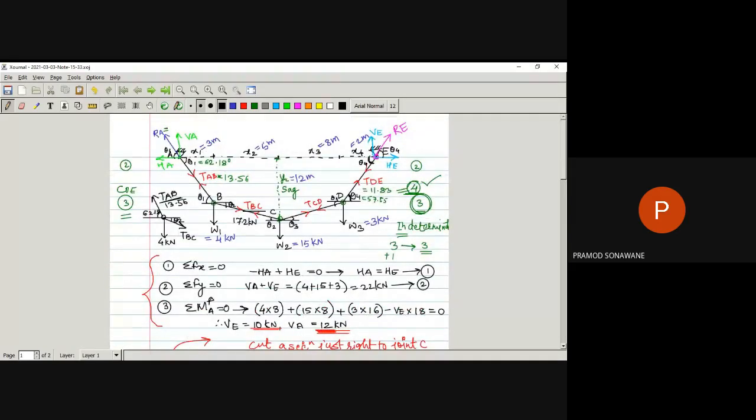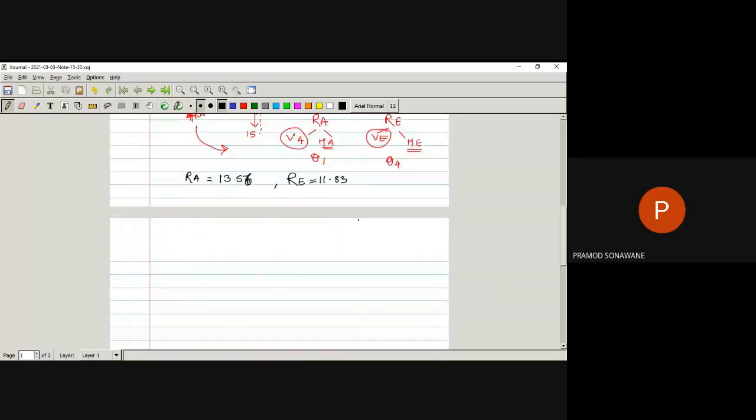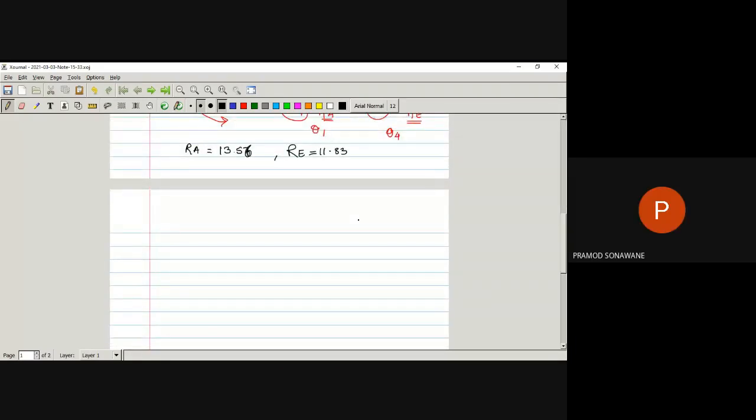So, have you drawn this FBD? Did you solve it? Yes, ma'am. Now tell me what value you are getting as tension in BC. 10.20 kilonewton. Is it the same answer? Okay, 10.20 is fine. What about theta 2? 51.68.